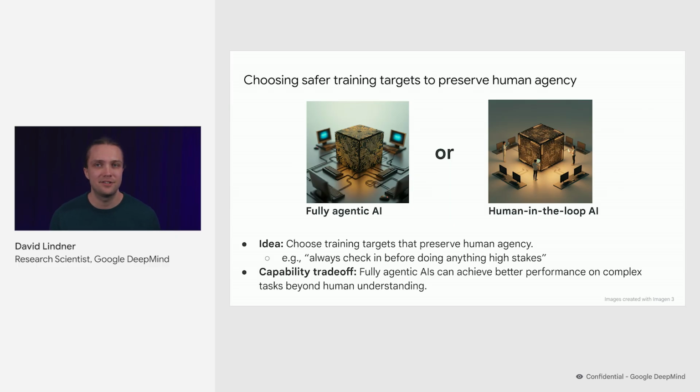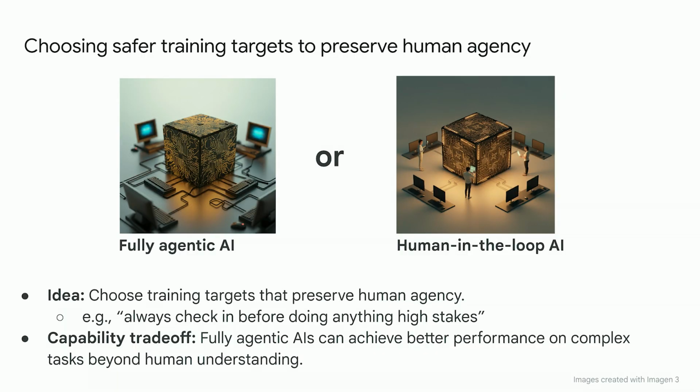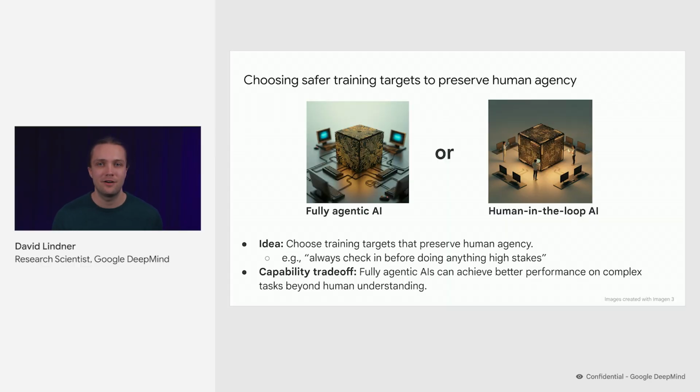We think that the latter training target is safer because it can help us prevent high-stakes accidents by scrutinizing AI decisions more, and more generally, human-in-the-loop AI systems might preserve human agency by asking humans which path they prefer. But this comes with a capability trade-off, because the AI is slowed down by having to ensure humans understand and approve its decisions. So we have to navigate where on the spectrum from fully agentic to fully human-in-the-loop systems we want to end up.